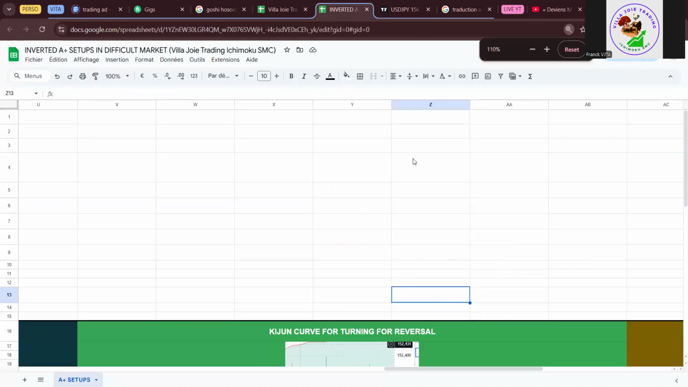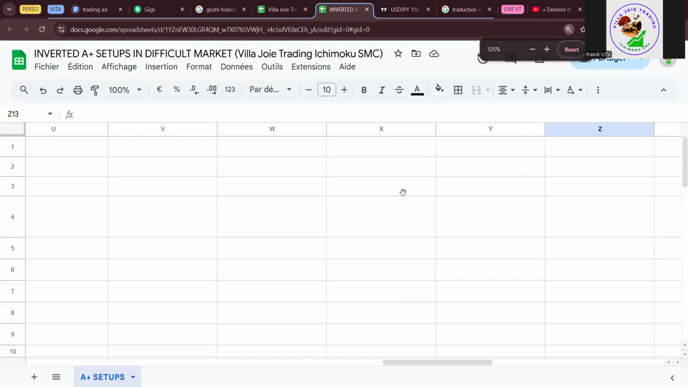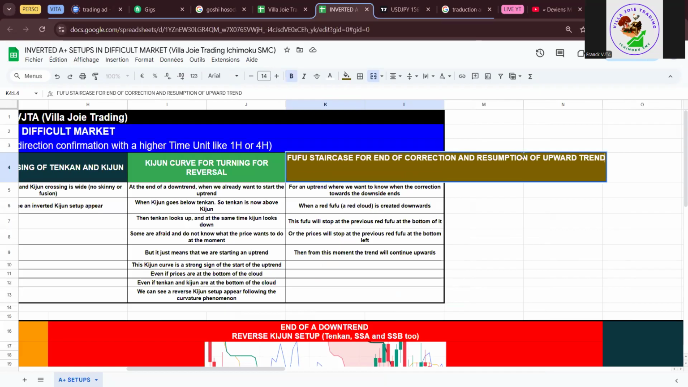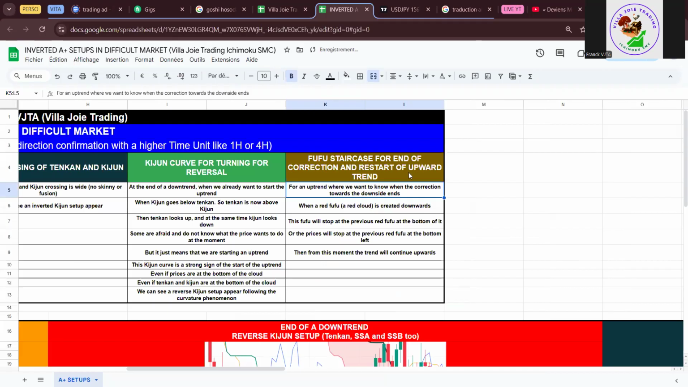So the next one is then Fufu staircase for end of correction and restart, or resumption, of an upward trend. Why does Google give big words like this? What is resumption? I know it means restart, the restart of an upward trend.